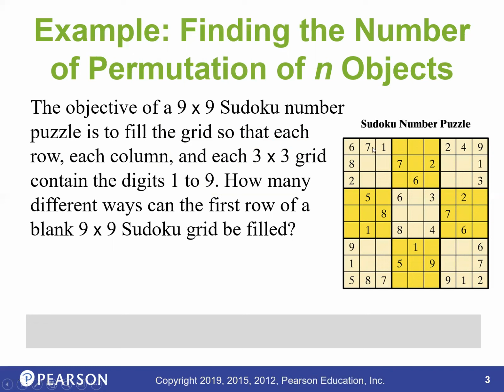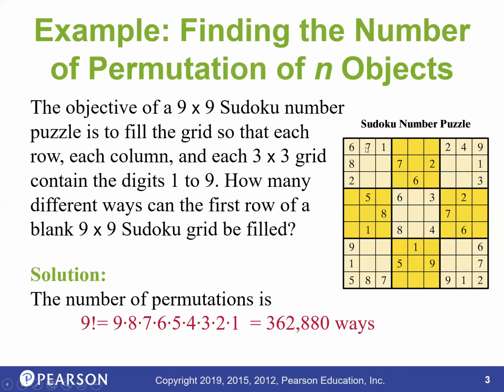Let me look at my first row. What are the possible ways this can be filled? Well, let's see, how many numbers do we have left? We have 3 numbers left. We can even name them, because I have 1 here, I have 2, I'm missing a 3, I'm missing a 5, and I'm missing an 8. Okay, cool.